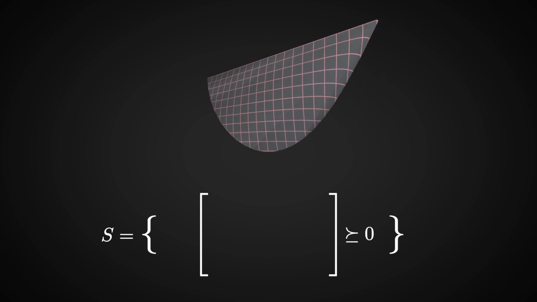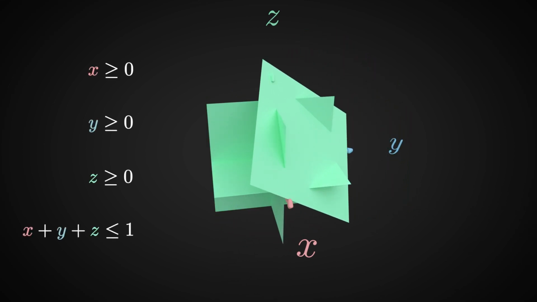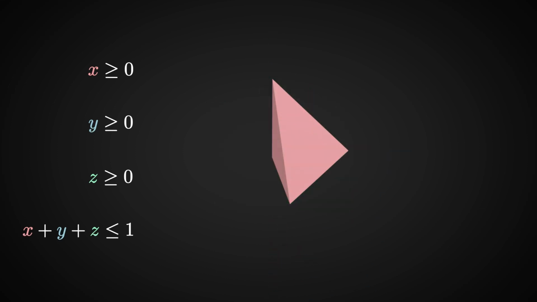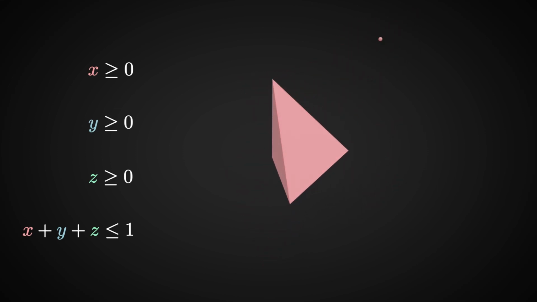And let's start with scalar inequalities. For example, let's look at triplets x, y, z that satisfy x non-negative, y non-negative, z non-negative, and x plus y plus z smaller or equal than 1. These inequalities describe a pyramid-like set. You know you are dealing with scalar inequalities because the faces of this set are flat.